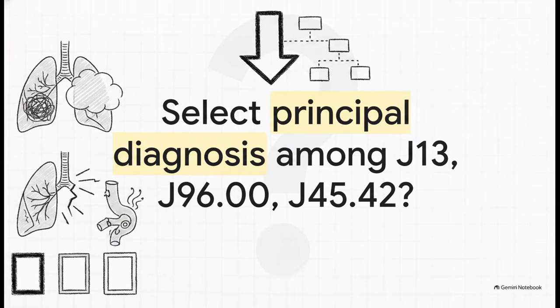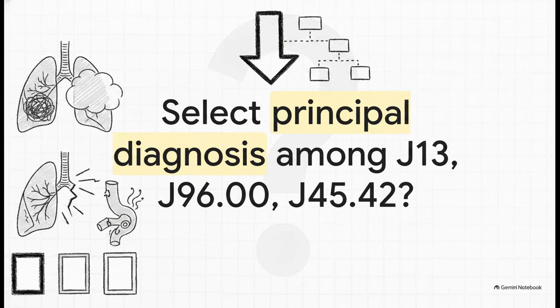All right, here is a really complex chart abstraction scenario for you. A patient presents with 3 severe acute respiratory conditions all at once: acute pneumococcal pneumonia, acute respiratory failure, and an exacerbation of moderate persistent asthma with status asthmaticus. So take a look at these 3 codes: J13, J96.00, and J45.42. As a savvy auditor or coder, how do you determine which of these competing acute conditions gets that coveted principal diagnosis slot?